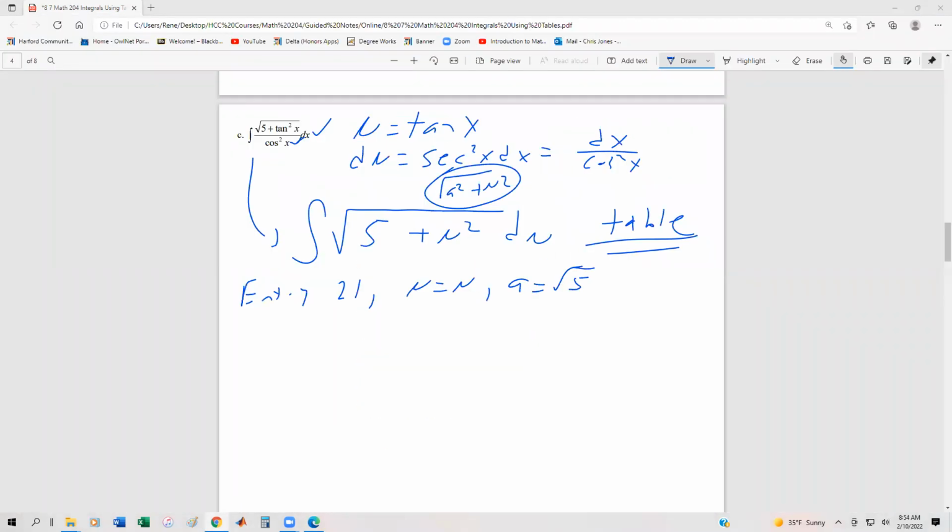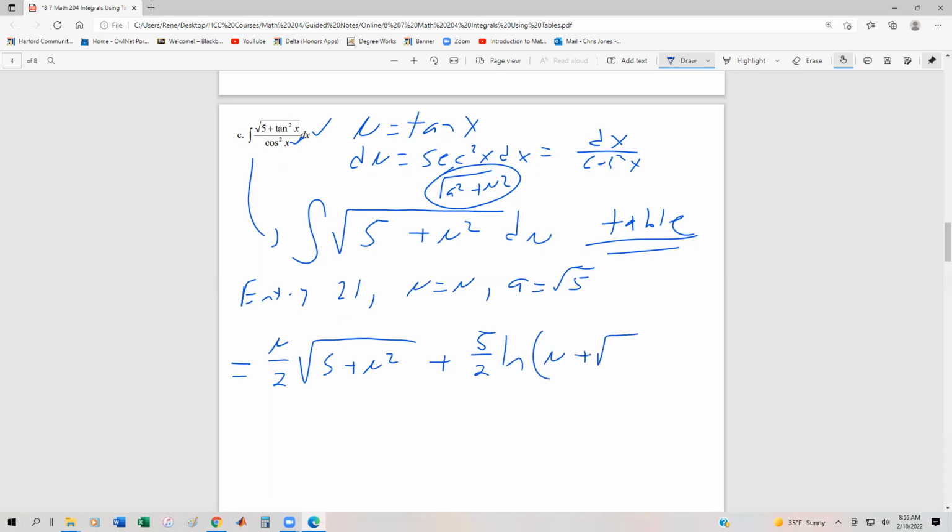Okay, so that's going to be u over 2, square root of a square plus u square. So that's going to be 5 plus u square, plus a square over 2. So that's going to be 5 halves, natural log of u plus the square root of a square plus u square. All right, and then there's a plus c at the end.